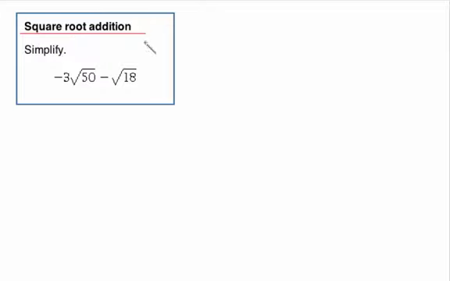Here we'll look at square root addition. So our problem looks like this. Simplify negative 3 radical 50 minus radical 18. So how do we go about doing this?